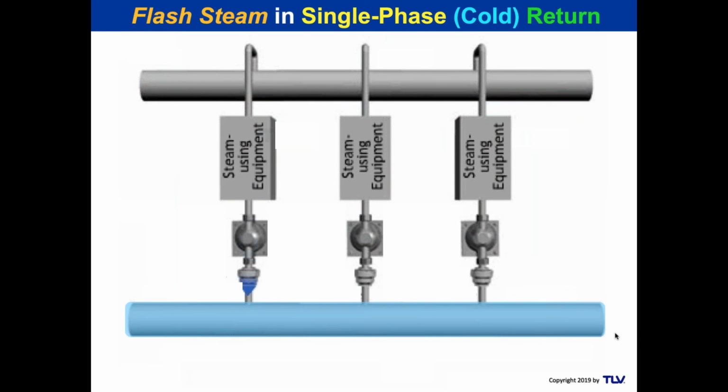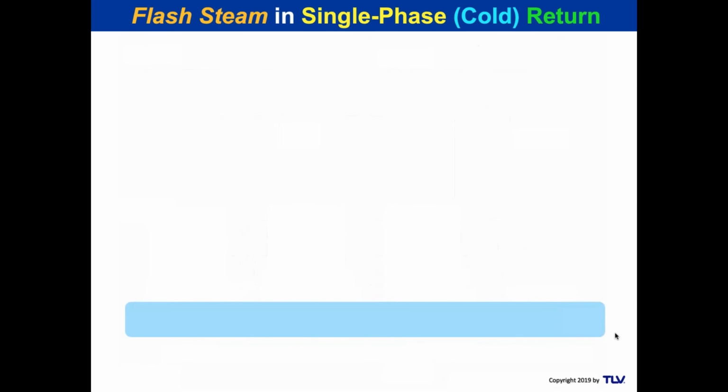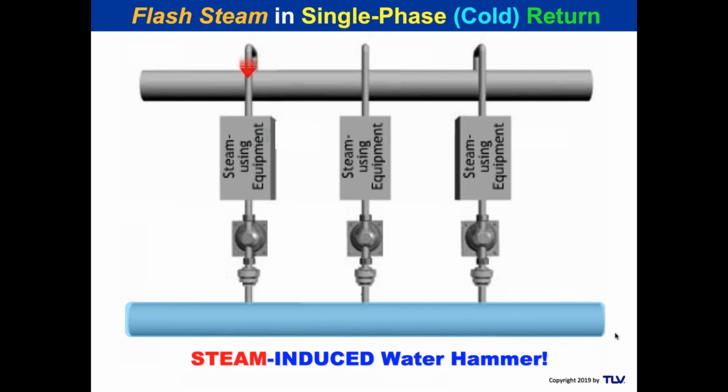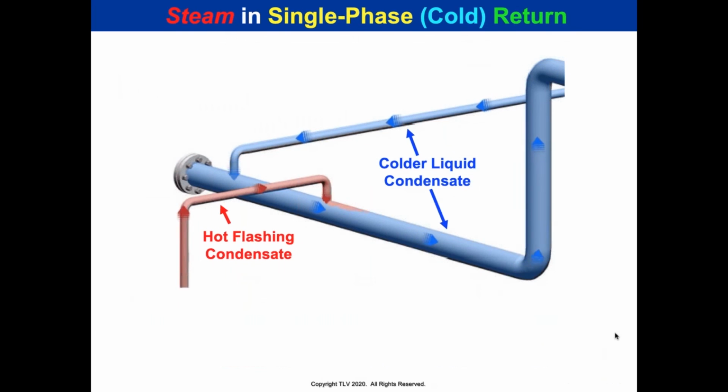So here is flash steam going into a single-phase cold return out of this equipment. That's just asking for trouble. That is never going to work right. You cannot take the discharge from steam equipment into a pumped cold return. You get collapse hammer. Same problem here.